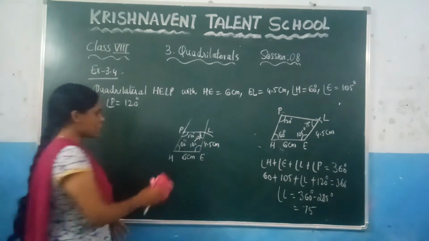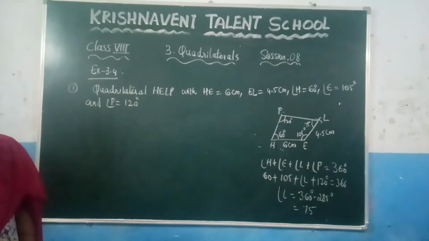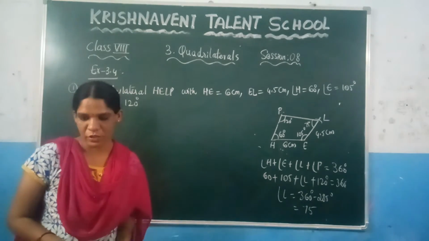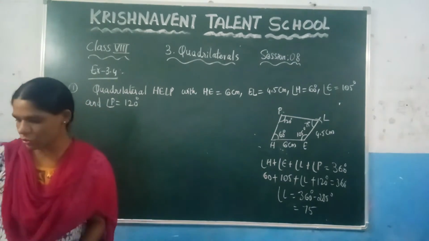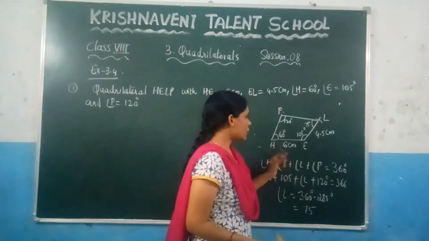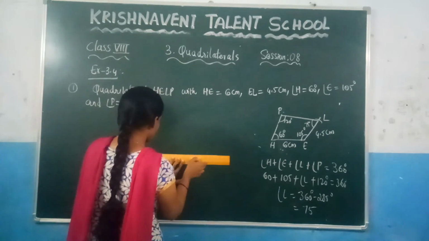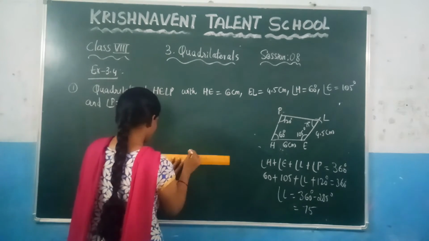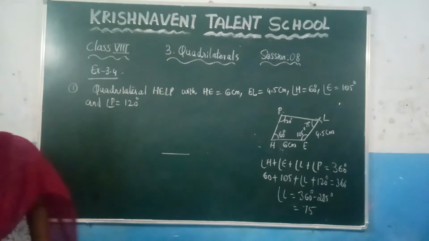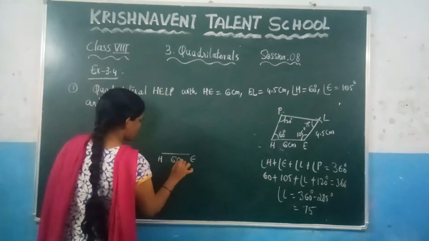Like this also you can construct. Now see the other way. Here we are not using the protractor, just by using the compass itself we are going to construct this quadrilateral. So here first what we need to do, we need to draw the length which is of 6 centimeters. So here again drawing 6 centimeters. So this is nothing but 6 centimeters. So here HE which is 6 centimeters.